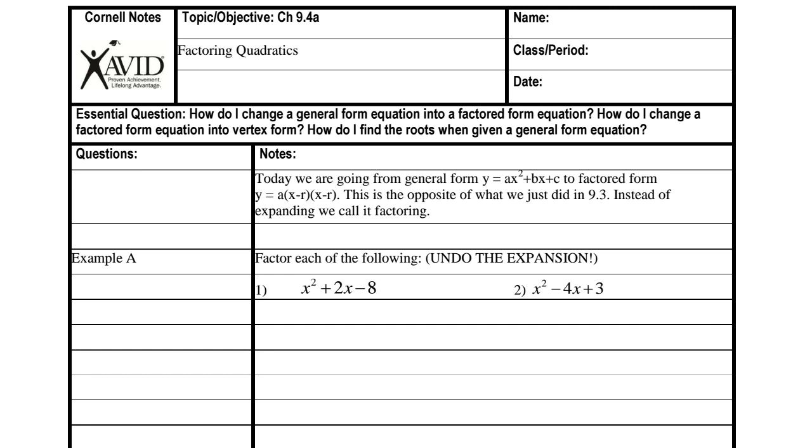I am going to be walking you through 9.4a today, where we are going to factor quadratics. So our essential question is, how do I change a general form equation into a factored form equation? And how do I change a factored form equation into vertex form? And then how do I find the roots when given a general form equation?